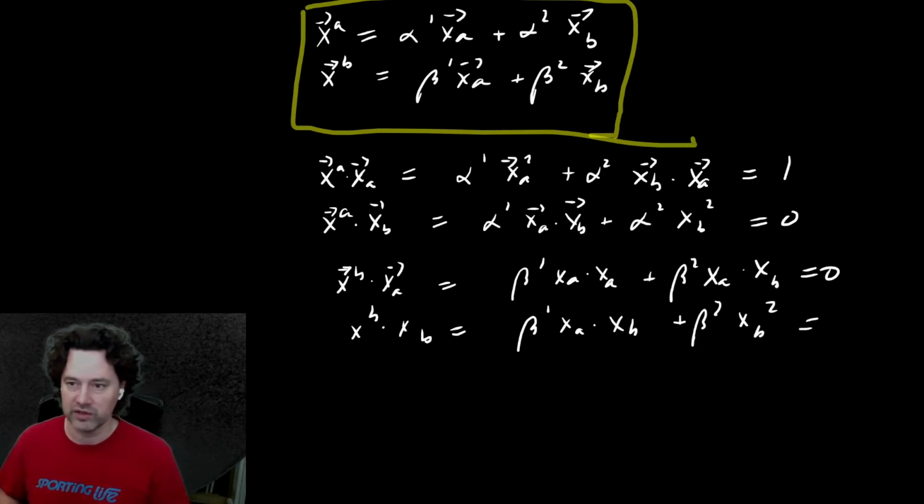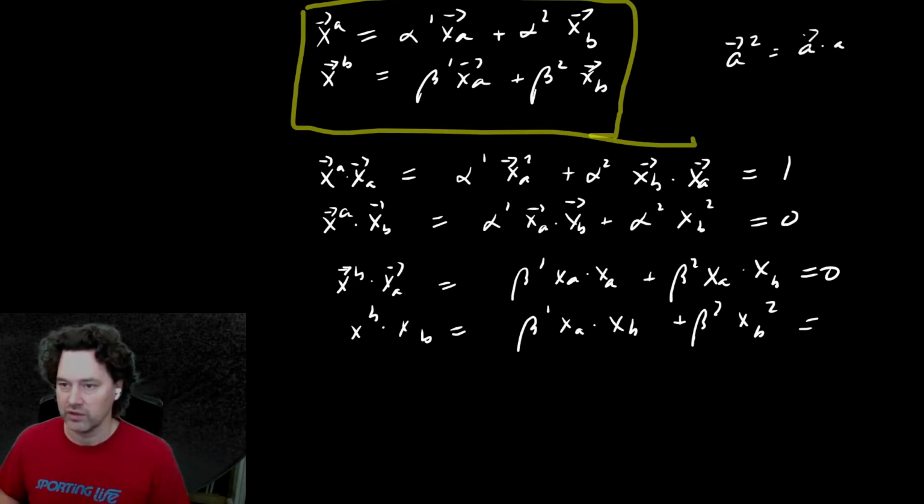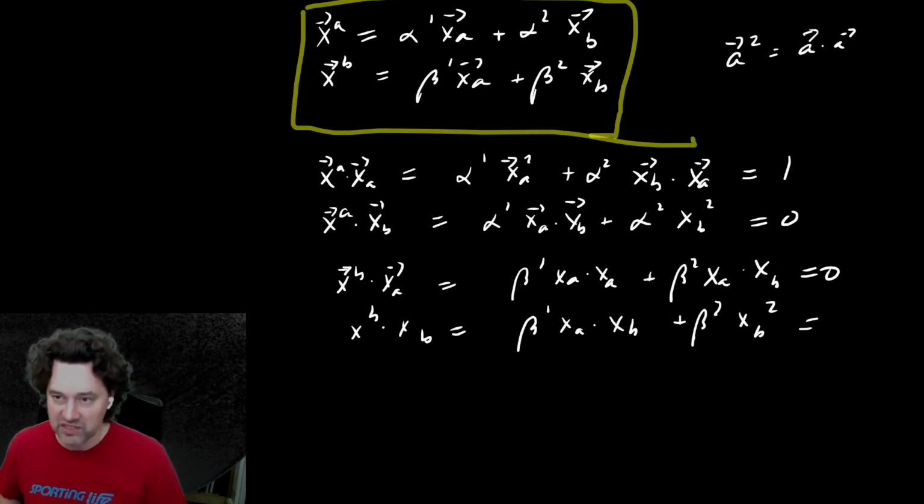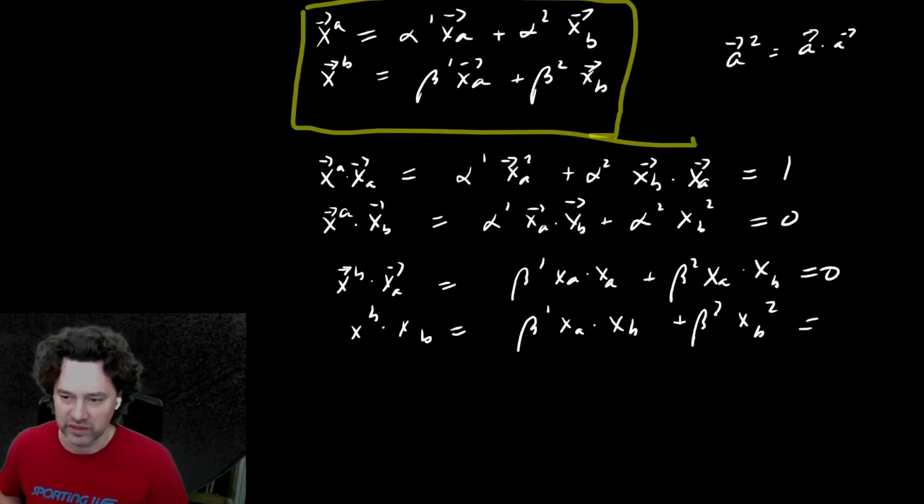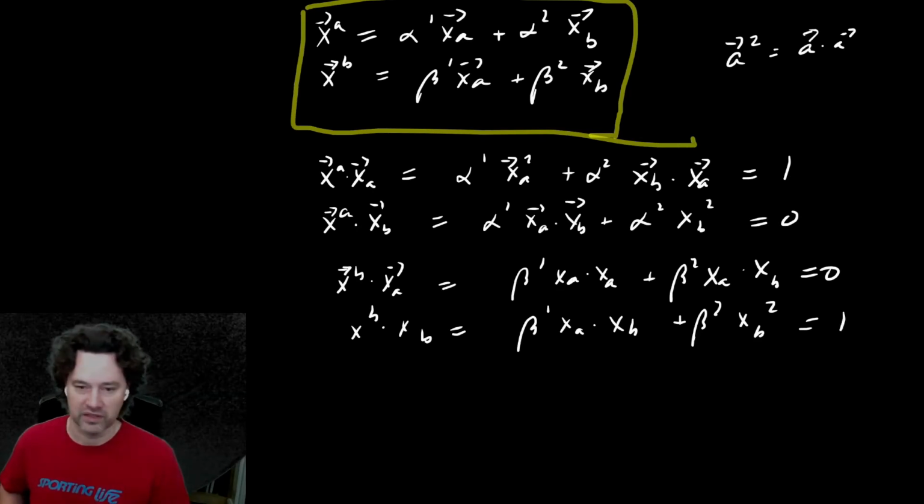And as always, I'm writing for a vector a squared is a dotted with a. That's a geometric algebra contraction axiom. That's also very handy shorthand. All right, here's our equations to solve.